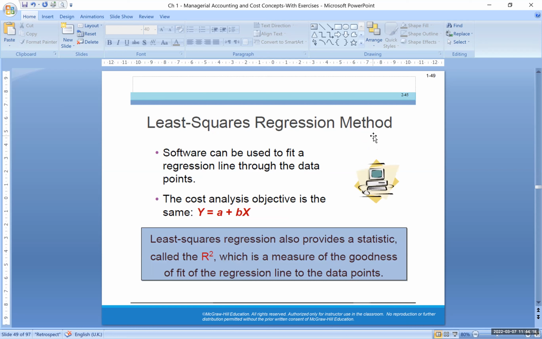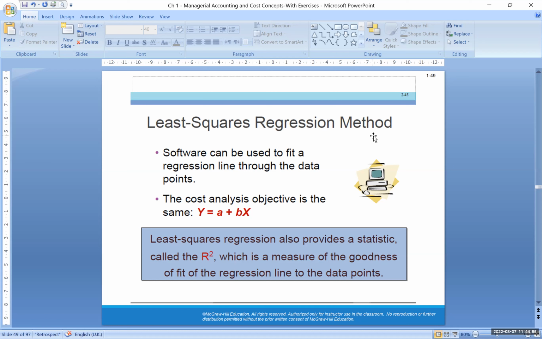Definitely, this is used by software for a huge number of points or data. They have to use the least squares regression model, and we cannot use the scatter graph. Software can be used to fit a regression line through the data points. The cost analysis objective is the same: y is equal to a plus bx. The regression provides a statistic called R square, which is a measure of goodness of fit of the regression line to the data points.